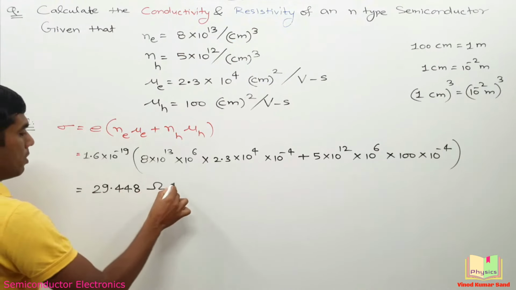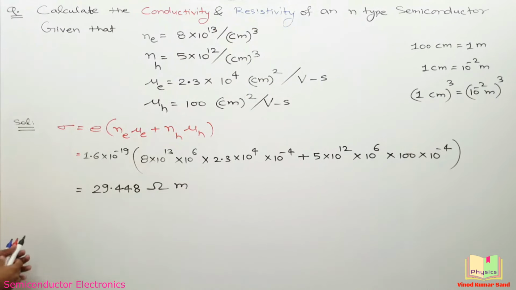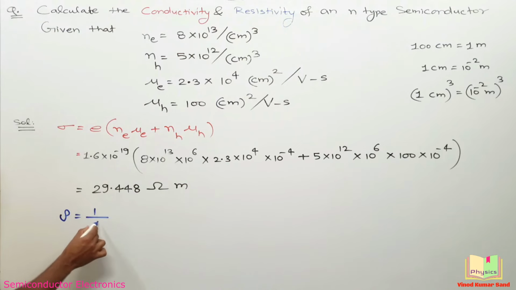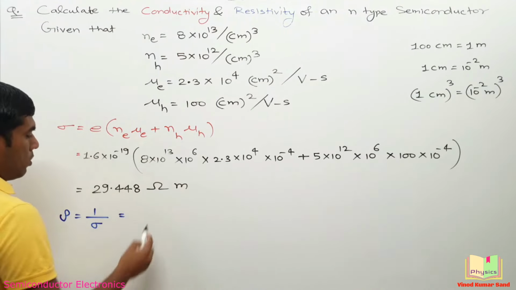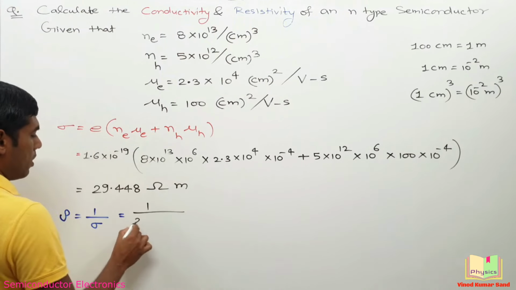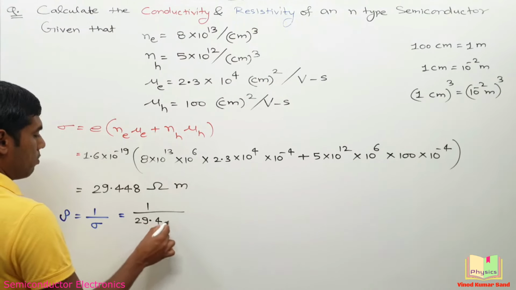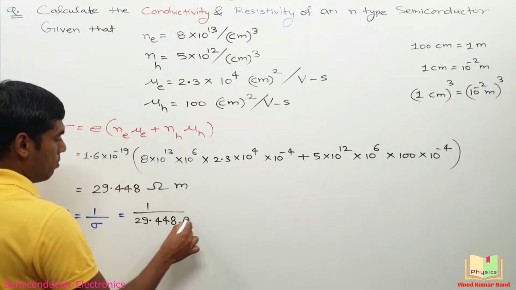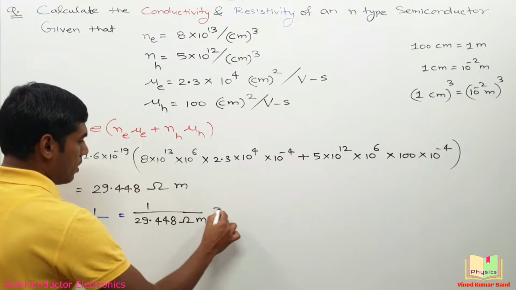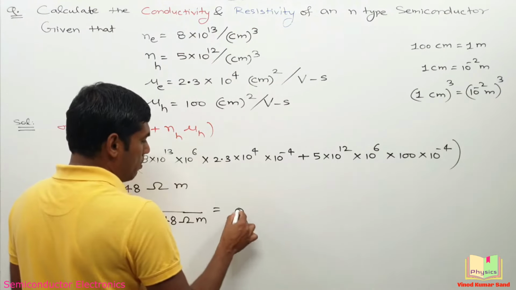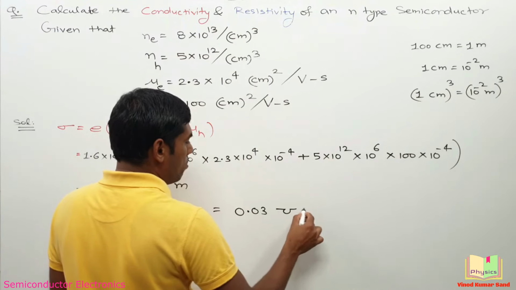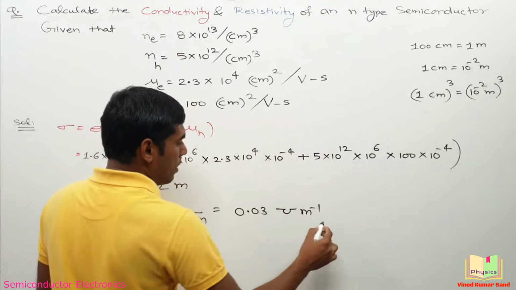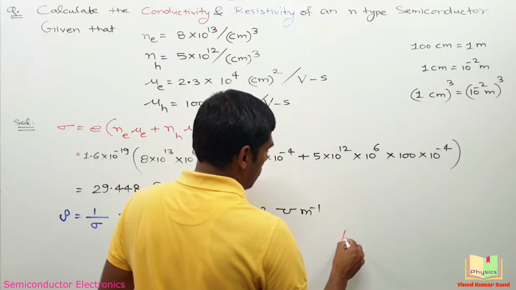On computing this entire data set, the answer will come out to be 29.448 ohm meter. And the resistivity is inversely proportional to the conductivity. So for resistivity, we should put it as 1 upon 29.448 ohm meter. And this will become 0.03 meter inverse. This is the final answer.